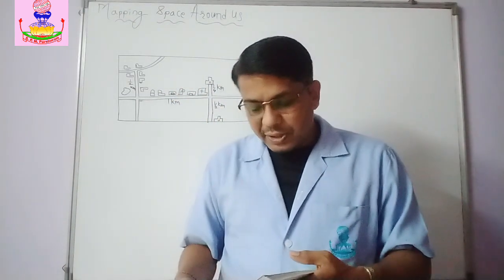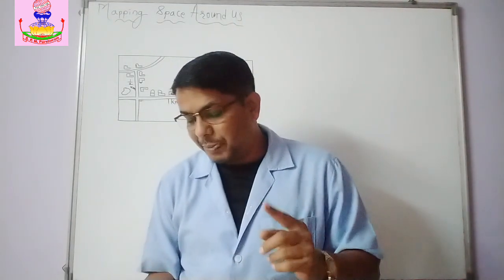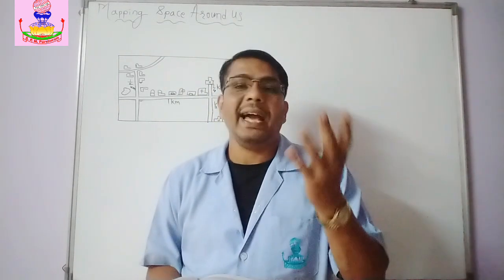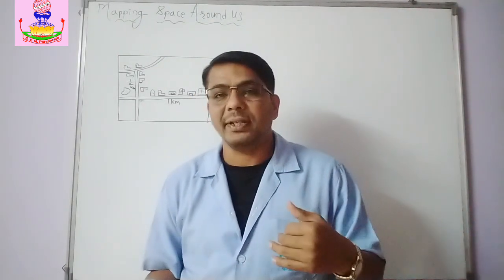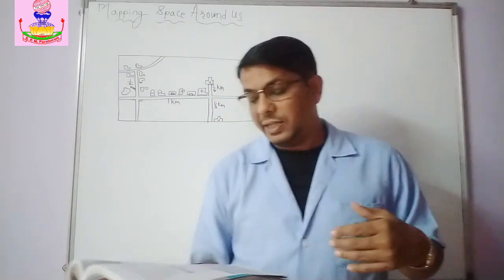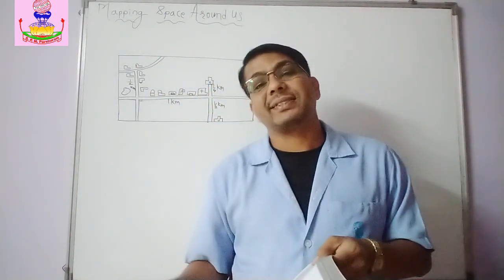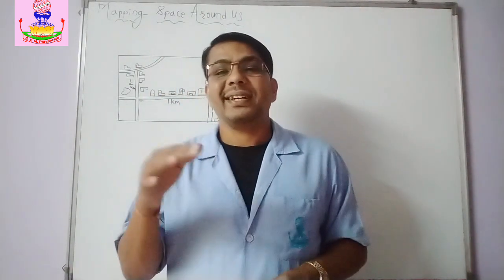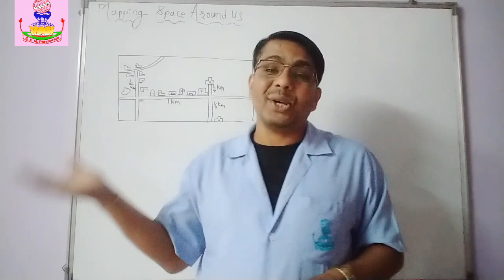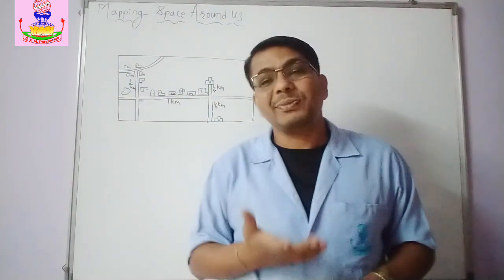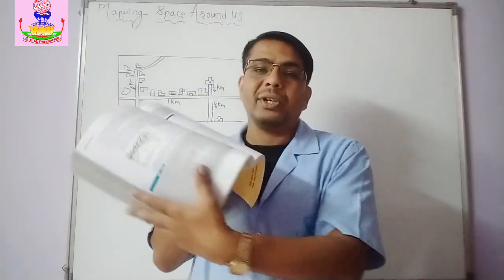Then last, maps use a scale which is fixed for a particular map. So the scale has to be fixed, as I have said, and it reduces the real distances proportionately to distances on the paper. Proper scale has to be fixed, and accordingly the distances are to be taken. Means 1 centimeter is equal to 10 kilometers or 1 centimeter is equal to 100 kilometers, depending upon the size of the map.